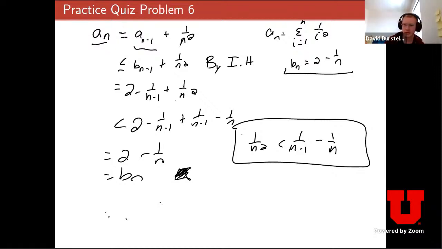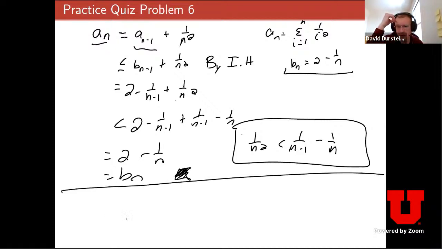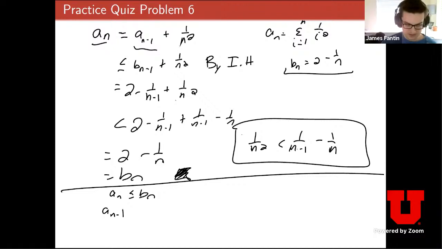So I started with a of n is less than or equal to b of n. And then I set a of n equal to a of n minus 1 plus 1 over n, yeah. And then that's less than, okay, sorry, go ahead.